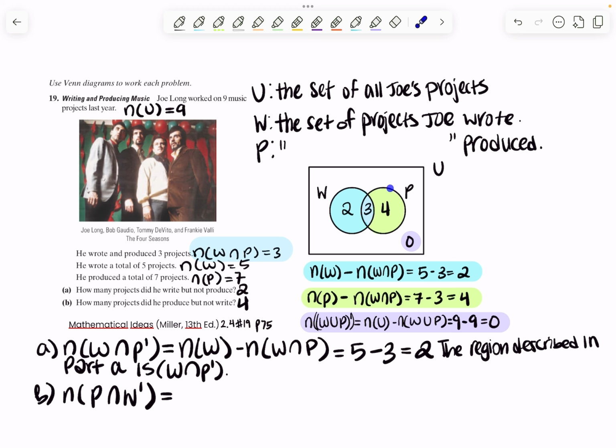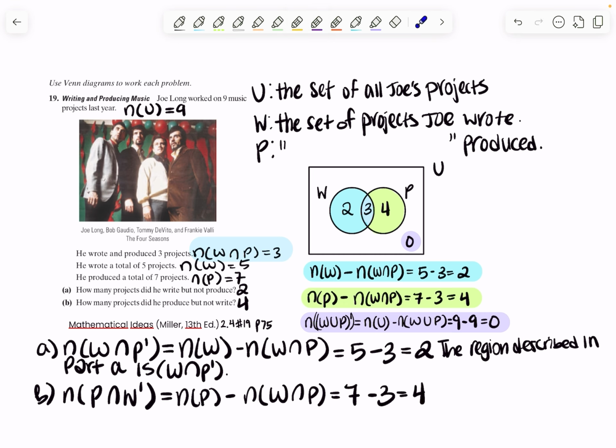So one way to think about it again is start with your entire set, the number of elements in set P, and then we only want this part, so I just have to subtract this 3. In formula terms, this 3 is represented by the number of elements in the intersection of set W and P. We know that the number of elements in P is given to us, that is 7, minus the number of elements in W and P, that is given to us, that is 3. 7 minus 3 is 4. And that is our answer.